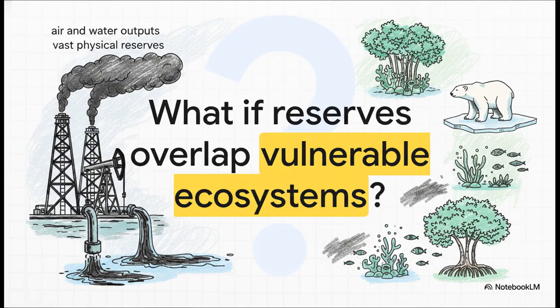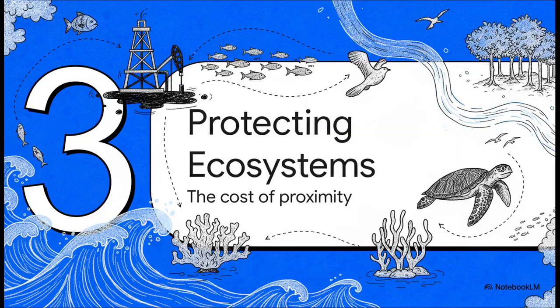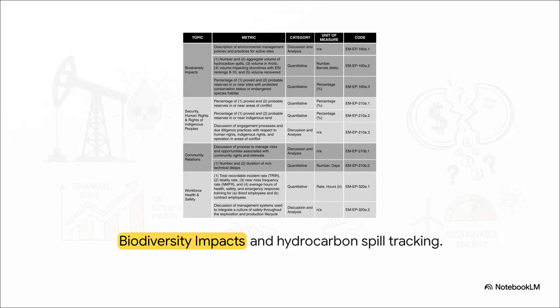Okay, so we know how to measure the direct air and water outputs, but here's the million-dollar question. What happens when these massive physical reserves overlap with the most vulnerable ecosystems on our planet? Section 3. Protecting ecosystems and habitats. The cost of proximity.